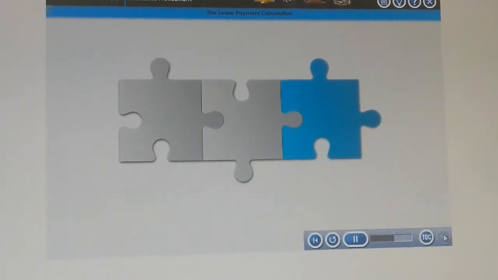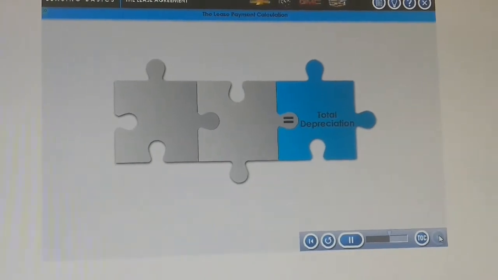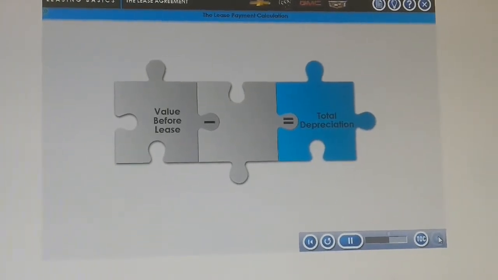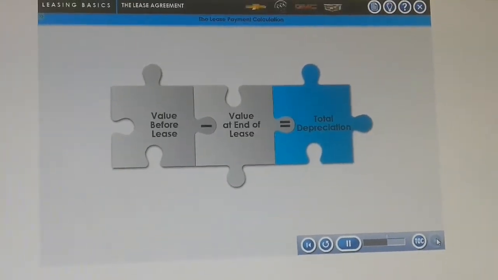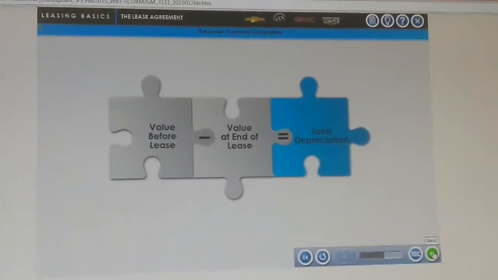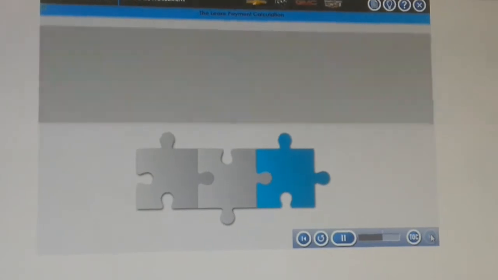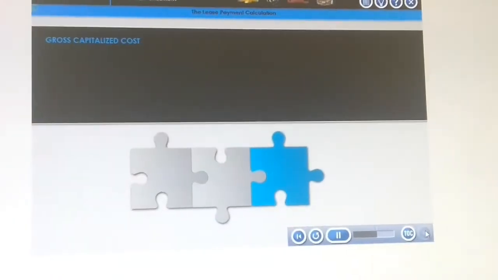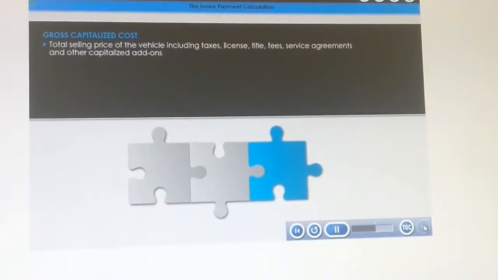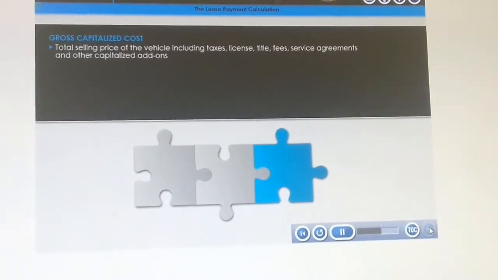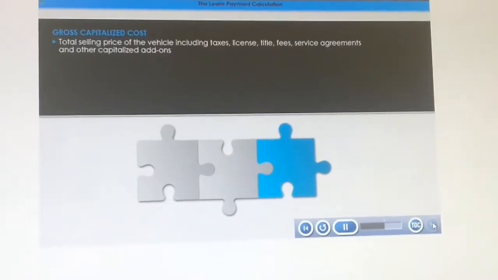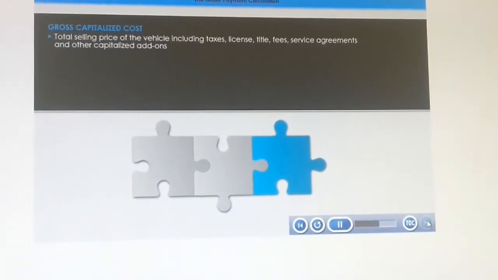The first number you need to calculate is the total depreciation, which is the difference between the value of the vehicle before the lease and at the end of the lease. To calculate the value of the vehicle at lease inception, you first need the gross capitalized cost, which is the total selling price of the vehicle, including taxes, license, title, fees, service agreements, and other capitalized add-ons.